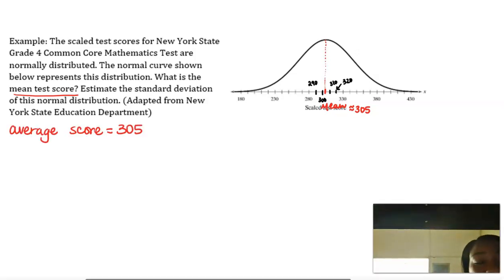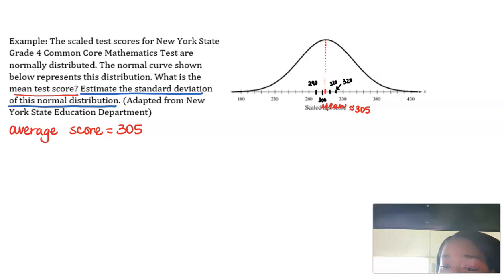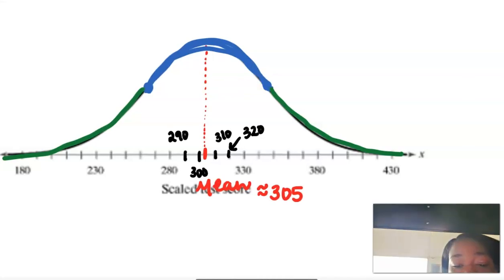The next thing we're asked to do is to estimate the standard deviation of this normal distribution. So I'm going to draw about where I think the inflection points are, where the graph stops being turned downward and starts being turned upward. The upward part I put in green. So the standard deviation will be that horizontal distance there in yellow.